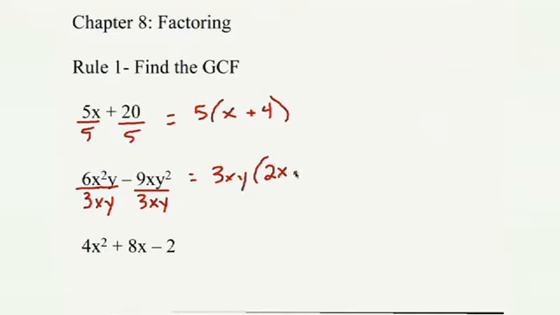Going to the second term, just carry the sign over, the minus. 3xy times 3y will give us 9xy squared. And that problem is now finished.